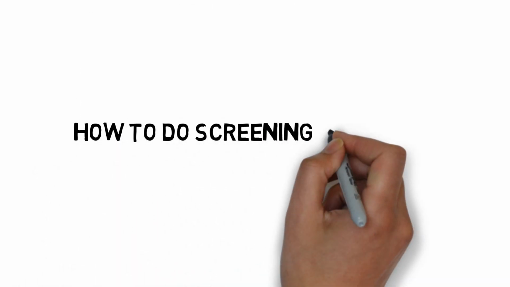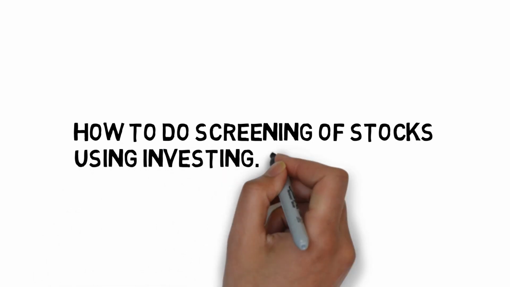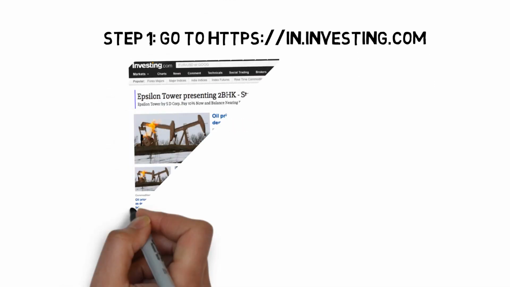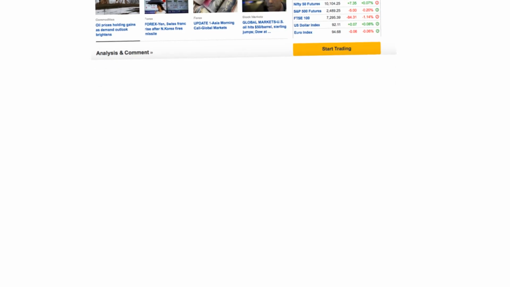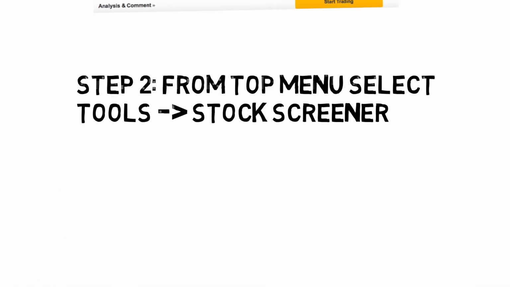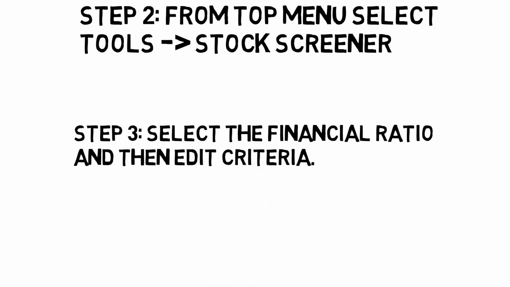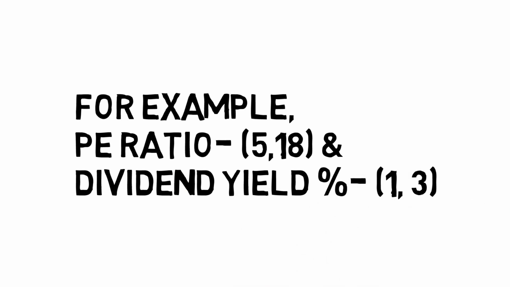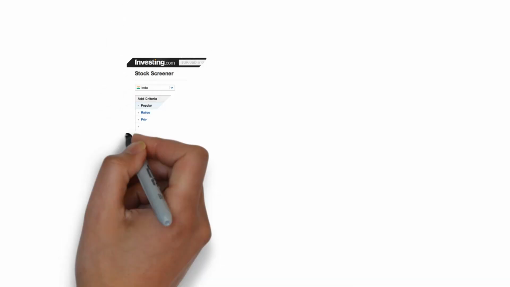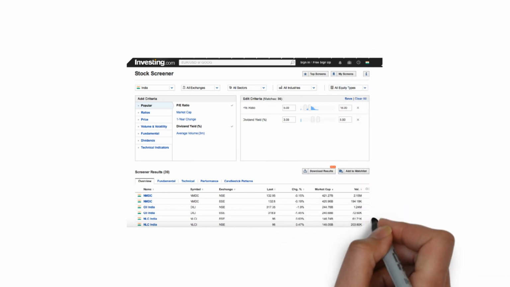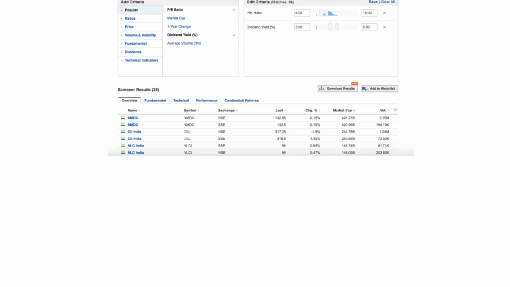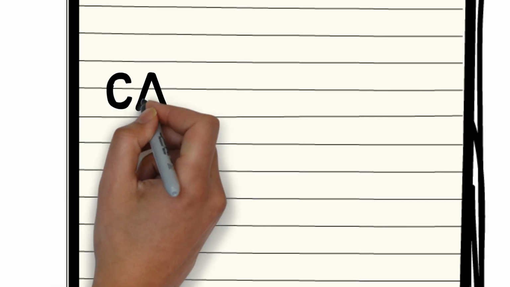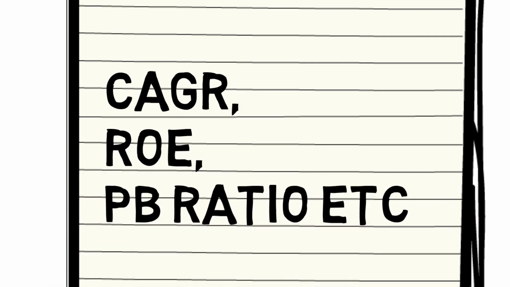How to do screening of stocks using investing.com? Step 1. Go to investing.com website. Step 2. From the top menu, select tools, then select stock screener. Step 3. Select the financial ratios and edit criteria. For example, if you want P/E ratio between 5 and 18 and dividend yield percent between 1 to 3, you can select the following criteria. Screener will shortlist the stocks according to the criteria mentioned. Further, you can also add a number of financial ratios in your criteria like CAGR, ROE, P/B ratio, etc.